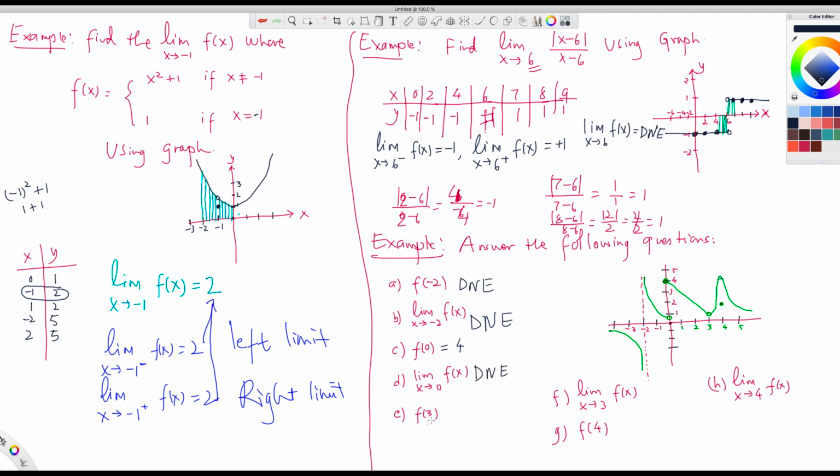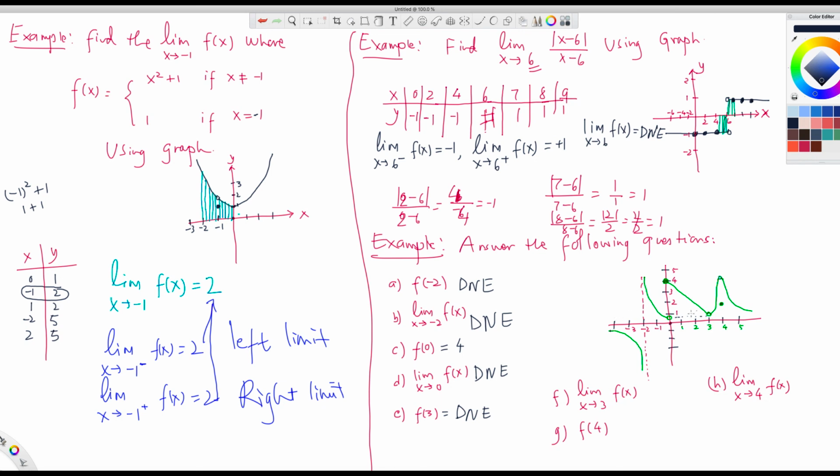Okay, how about f(3)? What is the height of the function at 3? There is an open circle there, right? So that does not exist there. So there is an open circle, so it does not exist. The functional value does not exist. You see that? At 3, there is no height. The functional value does not exist because it is the open circle.